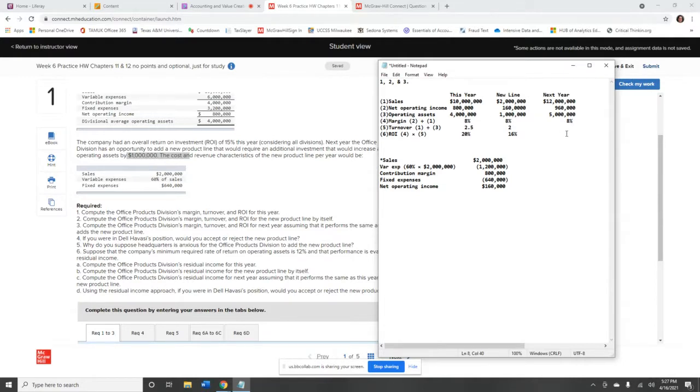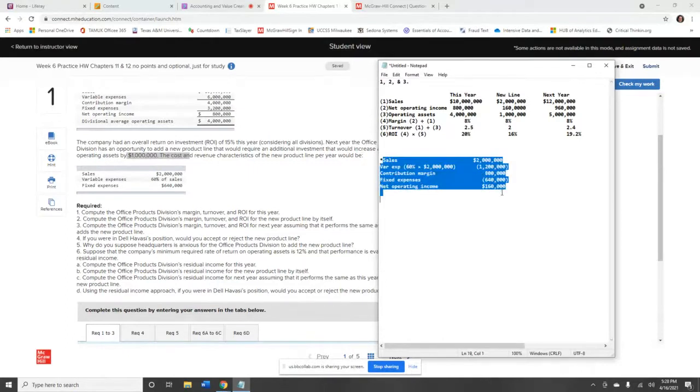So that means my turnover then is sales, my asset turnover. I guess I wish I'd put that label there. Asset turnover, sales divided by my assets. So 12 million divided by 5 million is equal to 2.4, right? So 8 times 2.4 is equal to 19.2%.